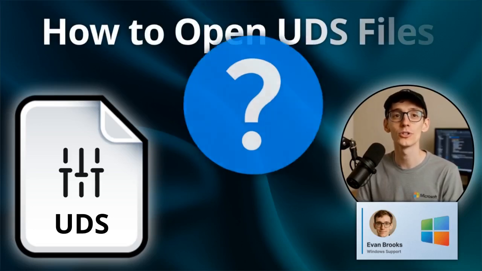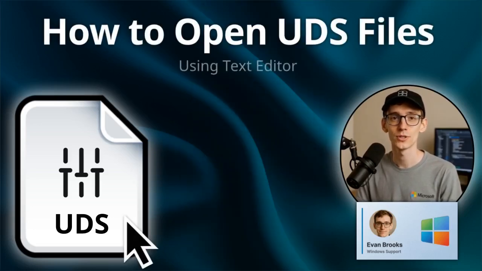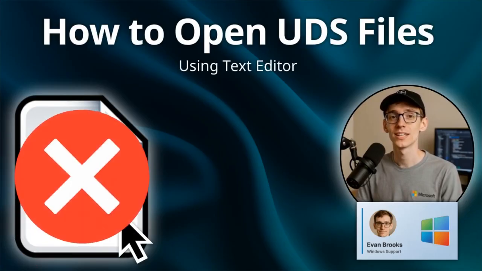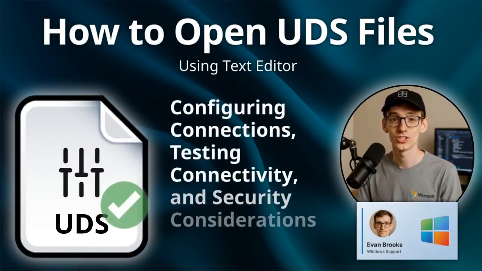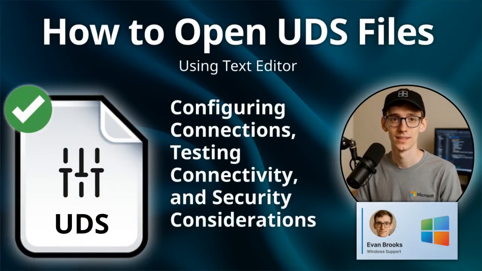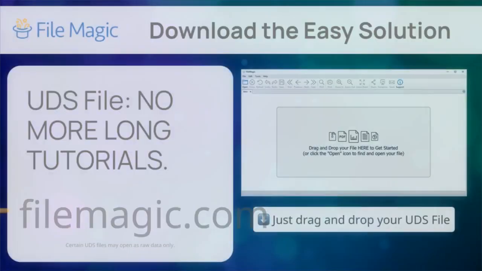A universal data source file contains database connection parameters, the configuration that tells applications exactly how to reach and authenticate against your data. I'm Evan Brooks, Certified Support Engineer, and I'll help you configure or troubleshoot these data source connection files.